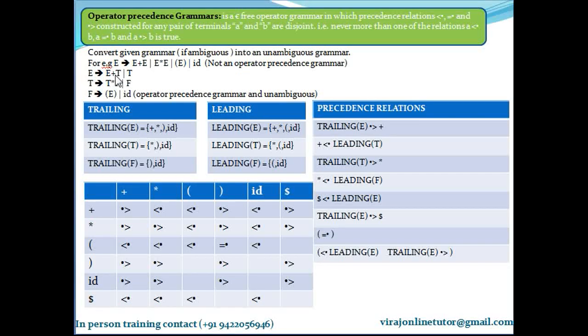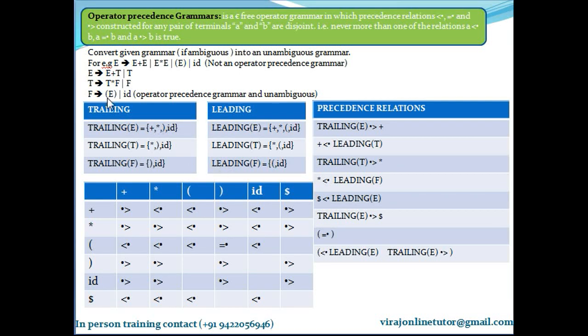Then you keep on traversing the productions. Trailing of E is greater than plus. Plus is less than leading of T. This plus is lying on the right hand side of E, that's why trailing of E is greater than plus. Since plus is lying on the left hand side of T, plus is less than leading of T. Similarly, trailing of T is greater than asterisk, and asterisk is less than leading of F.